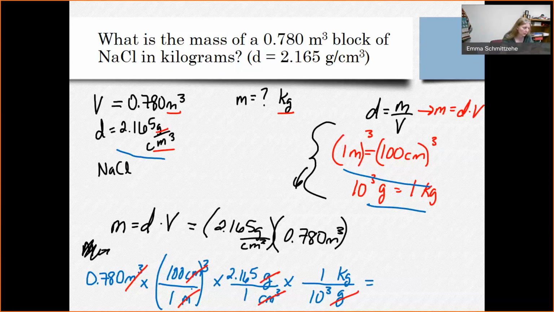So if I do that, the 0.780 times 100 cubed times 2.165, and then divided by 10 to the third. And it looks like, well, what the calculator gives me is 1688.7 kilograms. But then you got to go back and think about sig figs. Okay, so pay attention to sig figs. Here, you've got 3 sig figs.